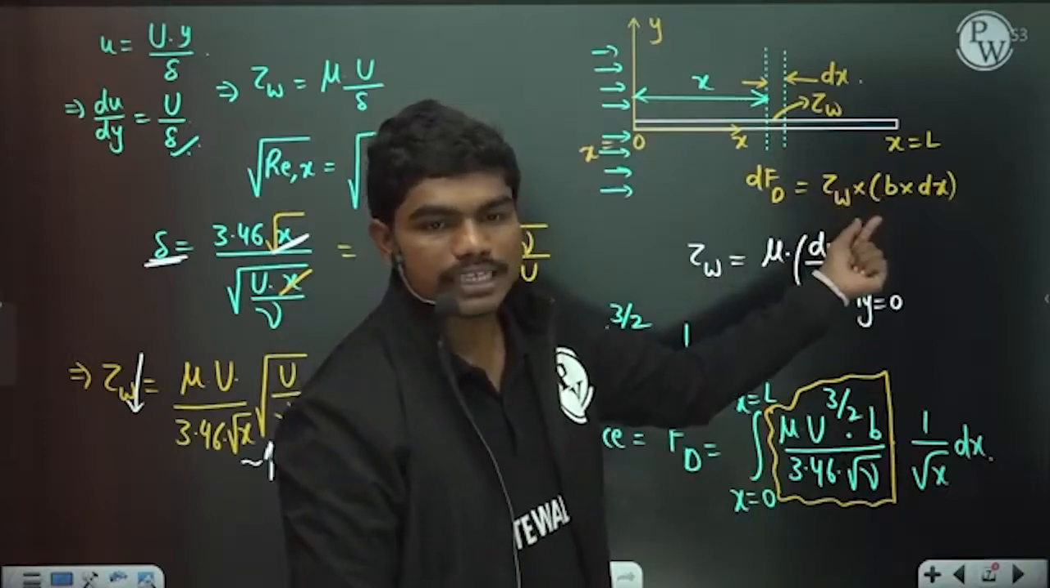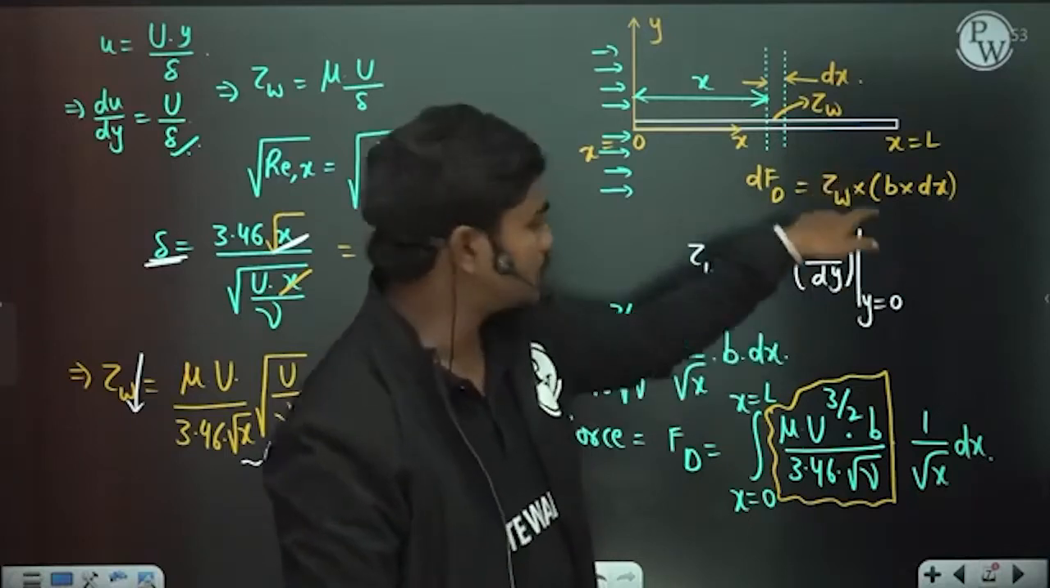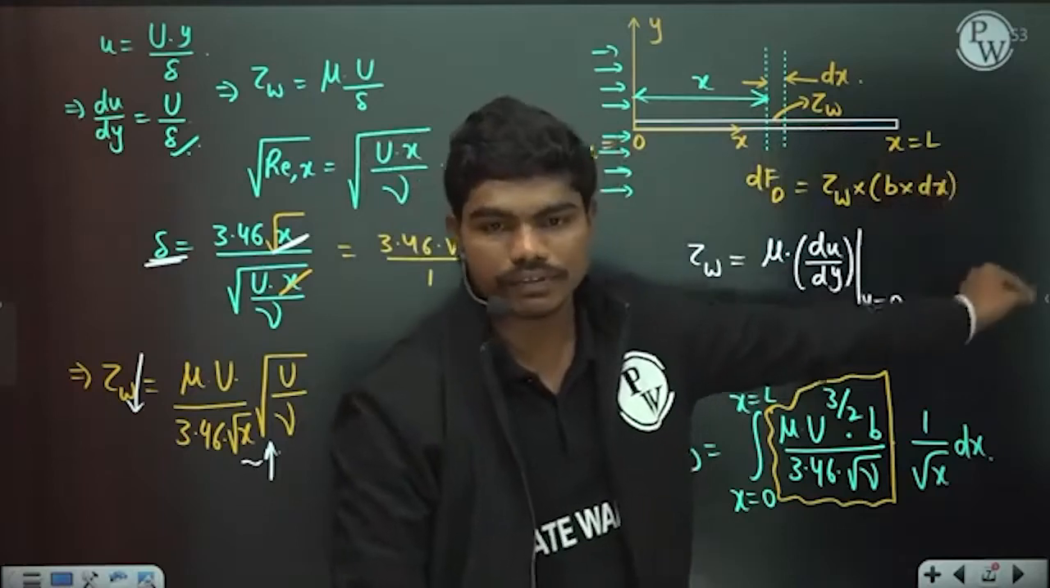On some small elemental area, it depends on this tau_w. If the width of the plate is constant, since tau_w is decreasing, for different elements along the plate, dF_D keeps on decreasing.